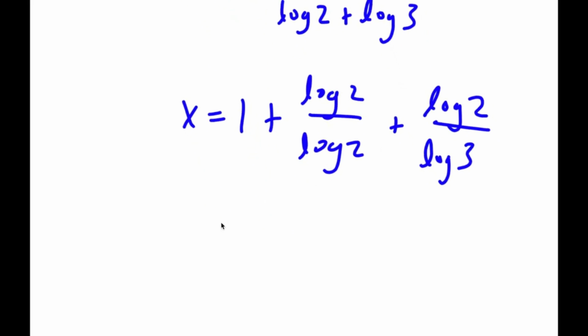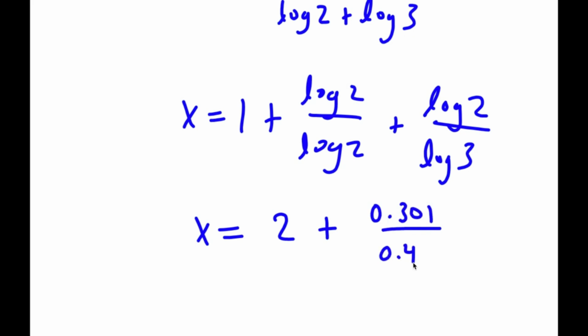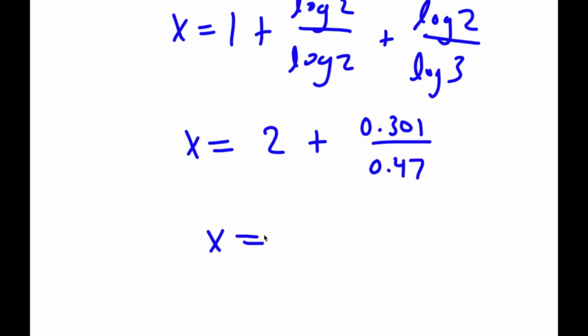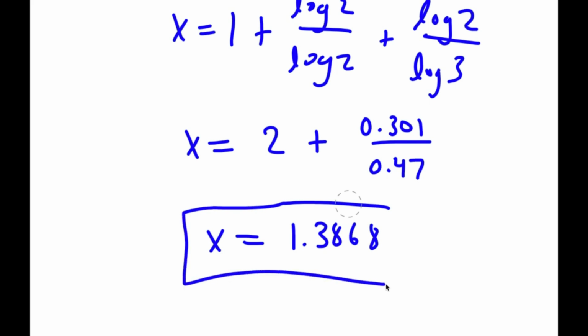Log 2 and log 2, those two cancel out, so I have x is equal to 2 plus log 2, that's equal to 0.301 over log 3, that's equal to 0.47. So if you simplify this, you get x is equal to 1.3868. So this is my answer.